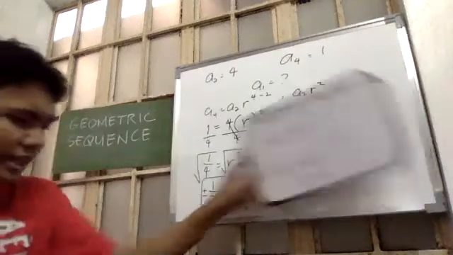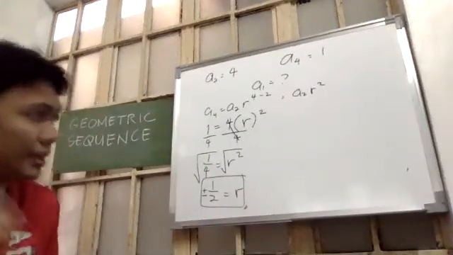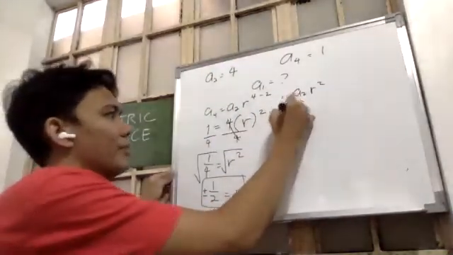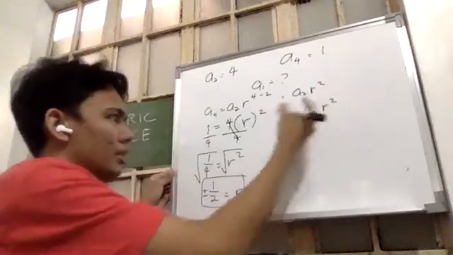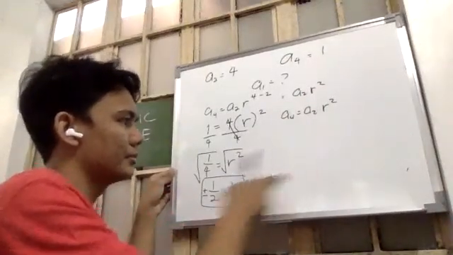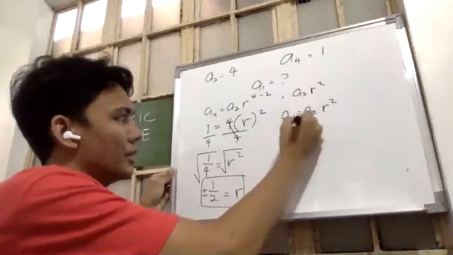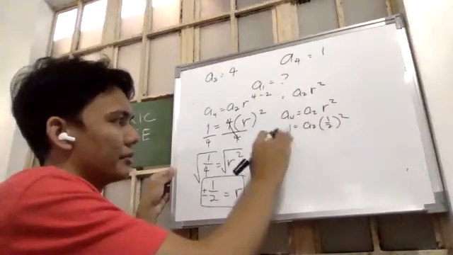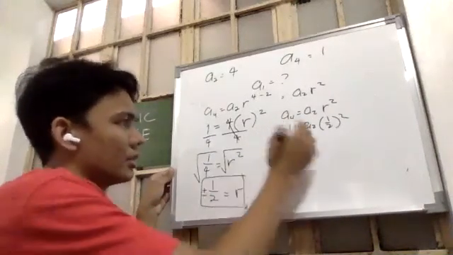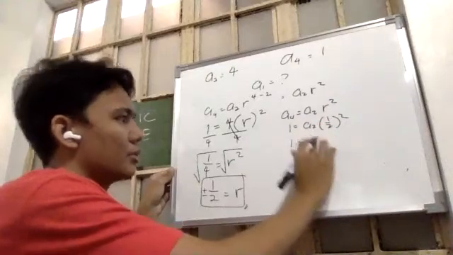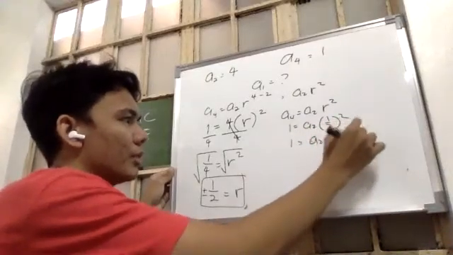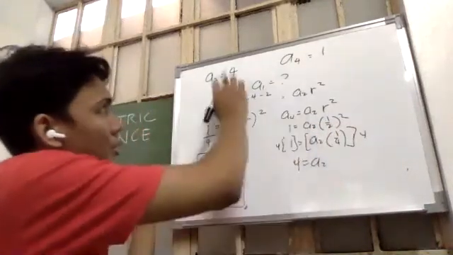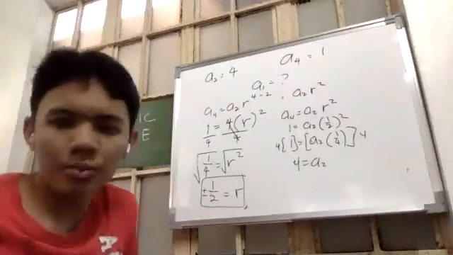Okay, naintindihan yon. So, pwede natin hanapin si A sub 1. Tingnan muna natin kung anong R yung magsasatisfy kapag ganito siya. So, I have A sub 4 is equal to A sub 2 R squared. So, I have 1 is equal to A sub 2 times 1/2 squared. So, I have 1 is equal to A sub 2 times 1 over 4. So, multiply both sides by 4. So, 4 is equal to A sub 2. So, ito. Tumama naman tayo. So, ibig sabihin, pwede natin gamitin yung positive 1/2.